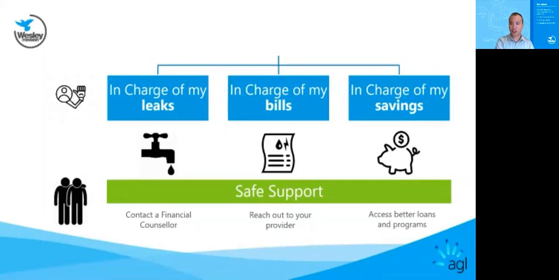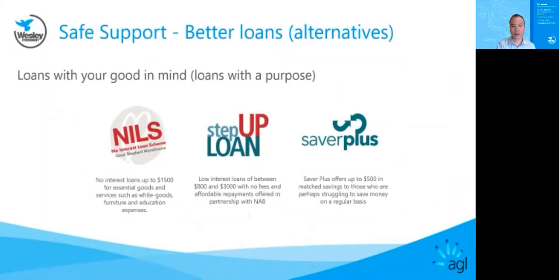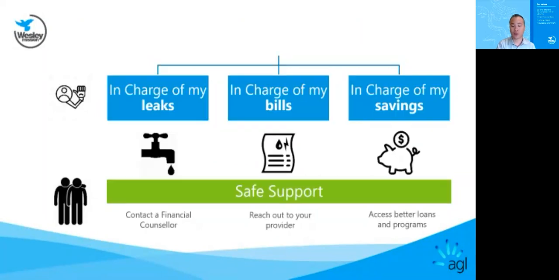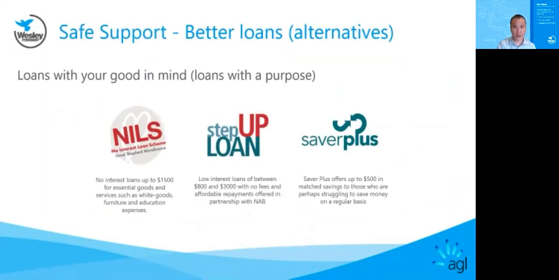And finally, in charge of my savings. How do you get started with savings? Yes, attitude, not the amount, but there's also loans and programs that you can be part of, such as Saver Plus, which I'll talk about next. So with loans, getting a loan from a loan shark is not good, or from Nimble. But there are places like Good Shepherd Microfinance, so Nils loan.